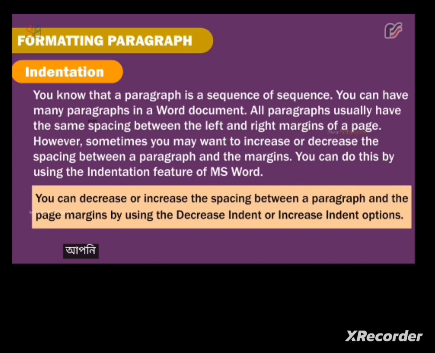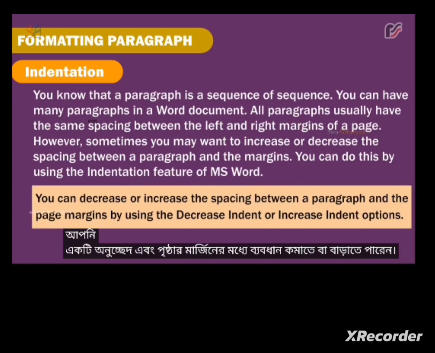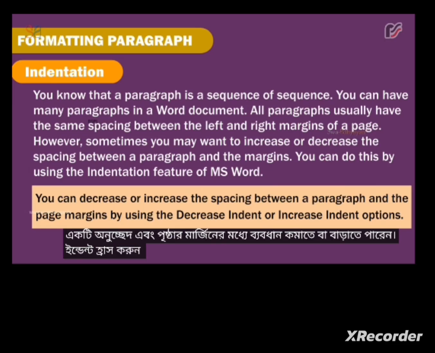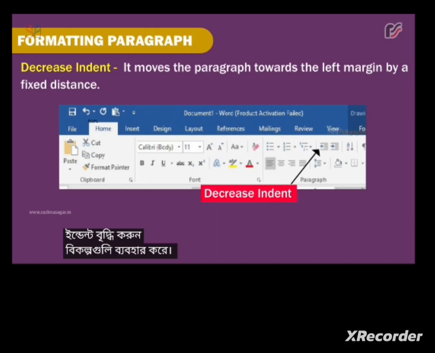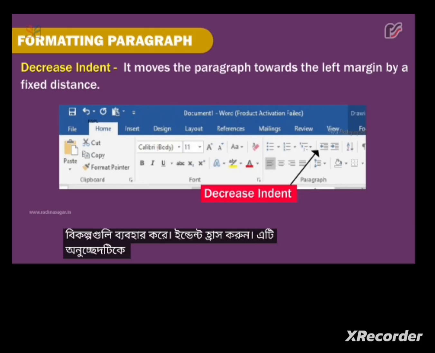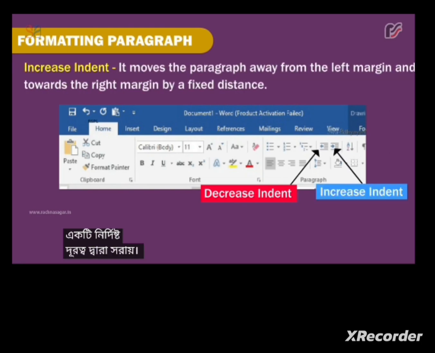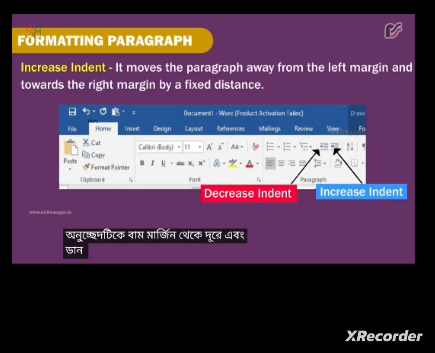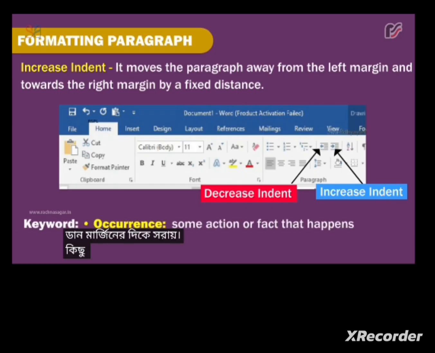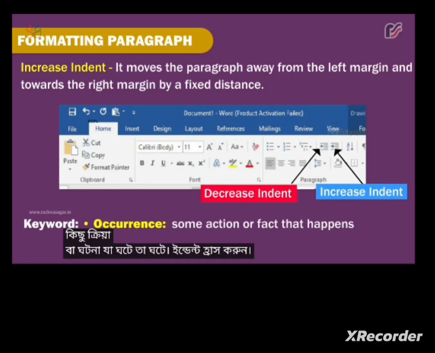You can decrease or increase the spacing between a paragraph and the page margins by using the Decrease Indent or Increase Indent options. Decrease indent: it moves the paragraph towards the left margin by a fixed distance. Increase indent: it moves the paragraph away from the left margin and towards the right margin by a fixed distance. Keyword. Occurrence: some action or fact that happens.